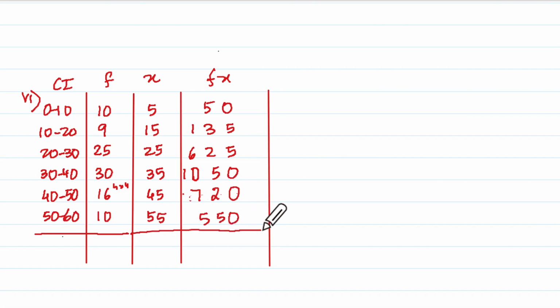Now when you add fx, it comes out to 3130. Just check if he is correct. 18 and 5, 23, carry 2. 6 and 3, 9. 9 and 12 is 21. Yes, you are absolutely right. So this is your sigma fx. What is the mean formula? Mean will be equal to sigma fx upon sigma f. We forgot to add this.